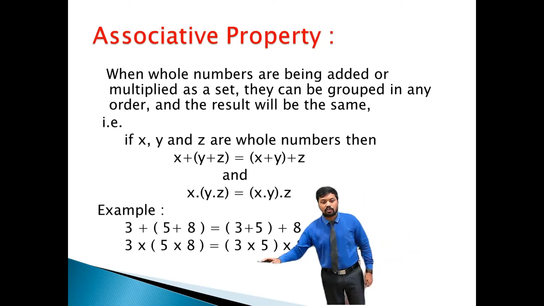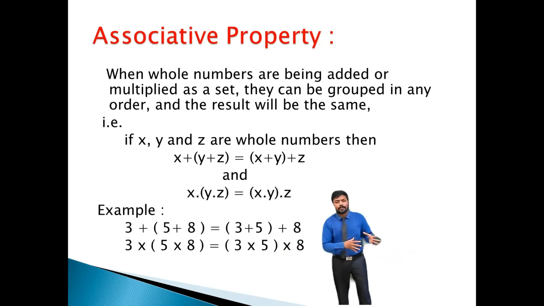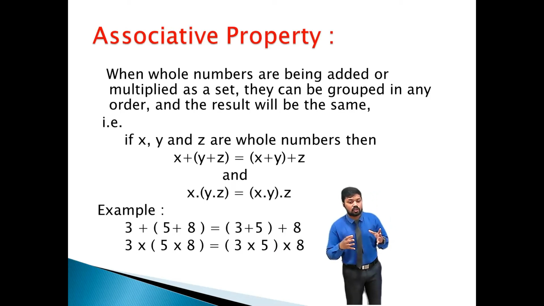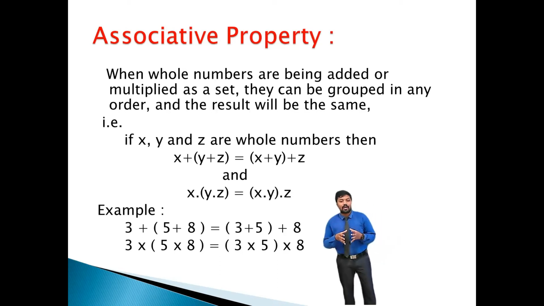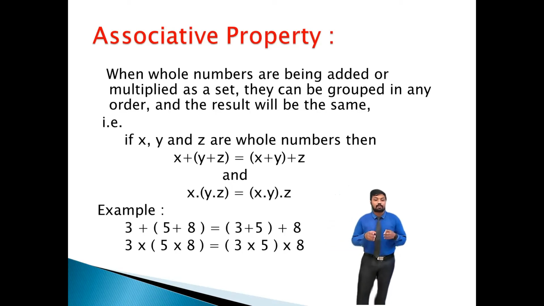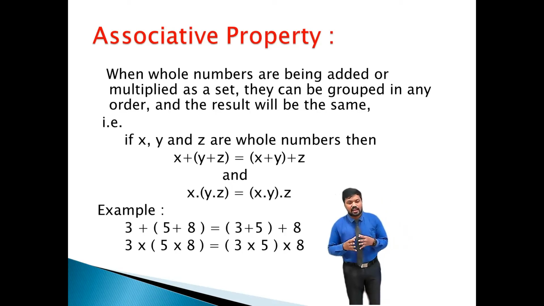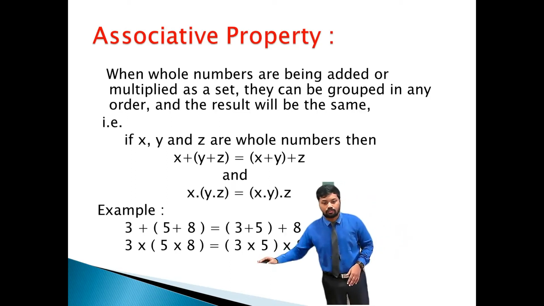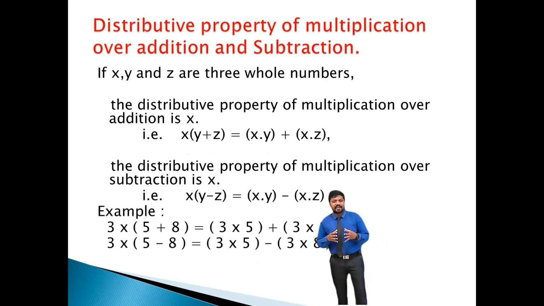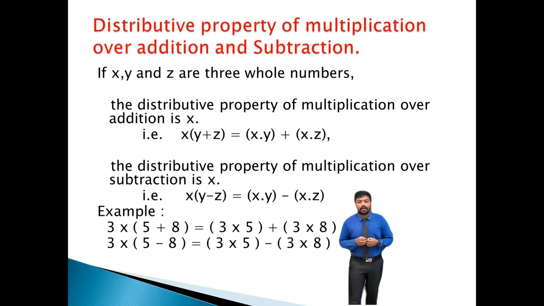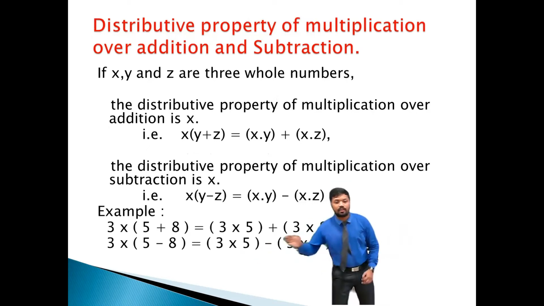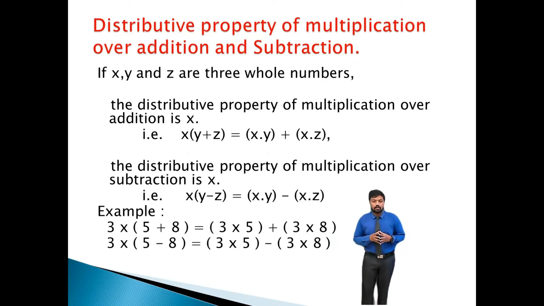In the same manner, the associative property is like the commutative property, but here we deal with 3 numbers, and the brackets play a crucial role. First we add or multiply within the brackets, so where to keep the brackets plays a crucial role. And the same as the commutative property applies over there. And the distributive property: x into y plus z, we can write as x into y plus x into z. These are the properties which will be seen.